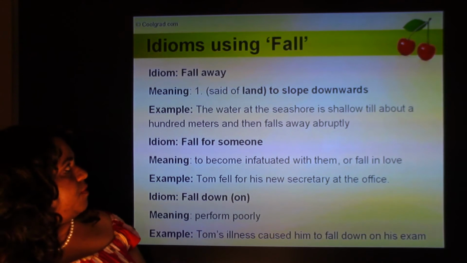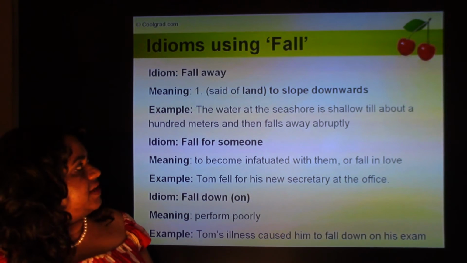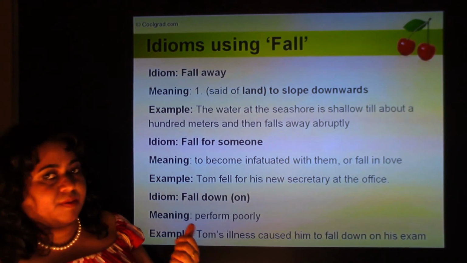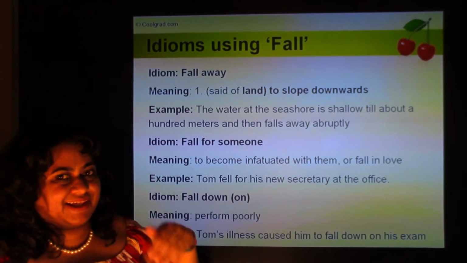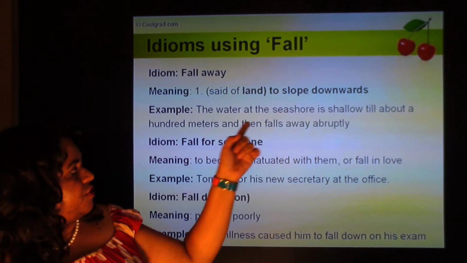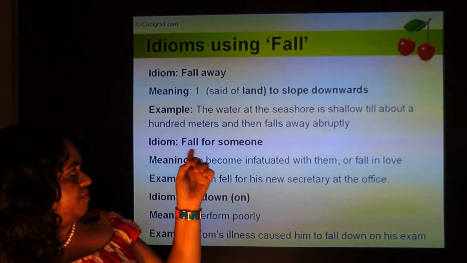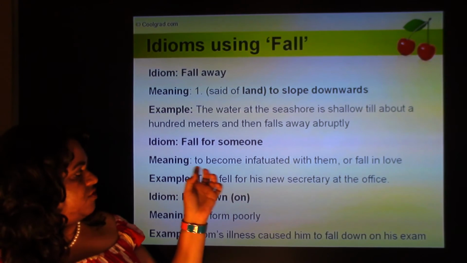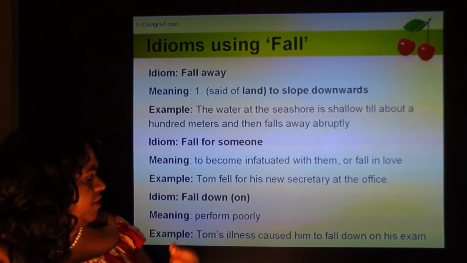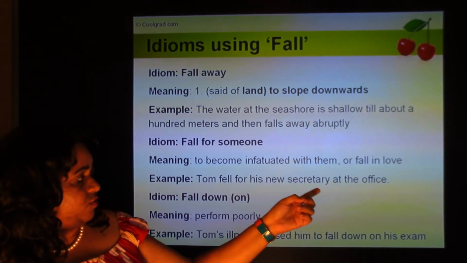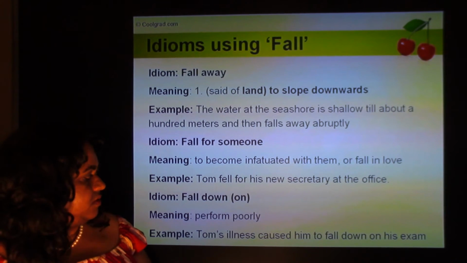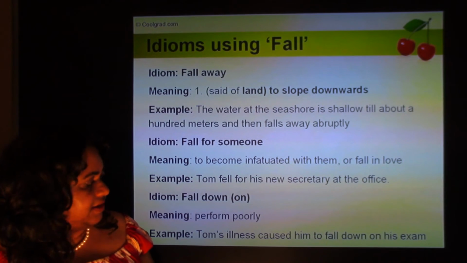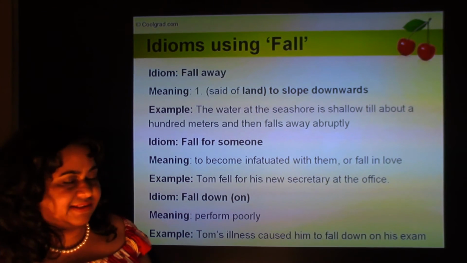Idioms using fall, some more. Fall away. Set of a land to slope downwards. So remember, fall away specifically refers to land sloping downwards. The water at the seashore is shallow till about 100 meters and then falls away abruptly. Fall for someone means to become infatuated with them or fall in love. Tom fell for his new secretary at the office. Fall down on means perform poorly. Tom's illness caused him to fall down on his exam.